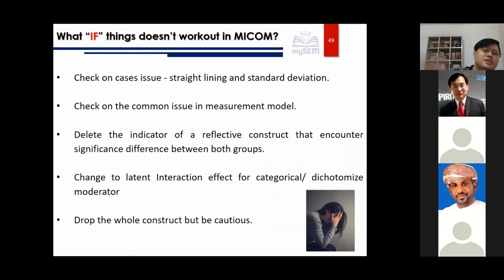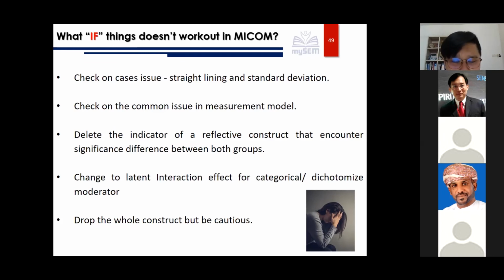So what if things don't work out in MICOM? If you have group data and you really want to run multi-group analysis and you fail in measurement invariance, especially you pass step 1 but you fail in step 2. The minimum requirement is you need to fulfill step 2. So if you fail step 2, what you can do is check on every observation or case. You can check on straight lining or whether there's a standard deviation issue. The second thing is your measurement model. Sometimes your reliability is bad, your loading is bad, your validity is bad, so check on those.